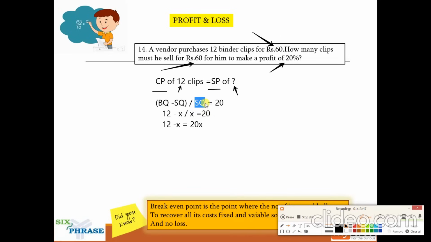Here what I missed is 100. So multiply it by 100. So you will have 100x here and 1200 here, and you will end up with 1200 is equal to 120x. So finally x, guys, will be equal to 10. So the number of clips that he must sell is 10. So he must sell 10 clips to get a profit of 20%.